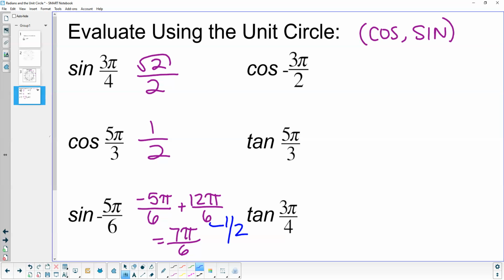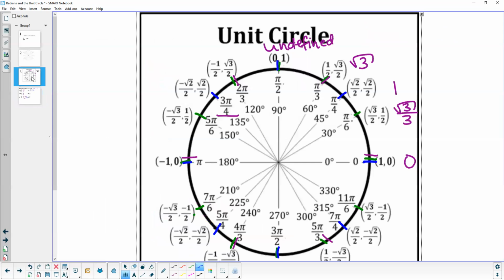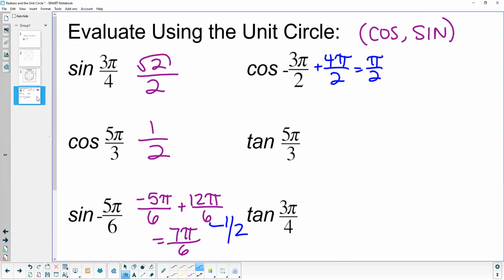We can do the same thing here with the cosine value. If we've got negative 3 pi over 2, I can add 4 pi over 2 to that one, and that will give us pi over 2. And the cosine at pi over 2 here is going to be 0.